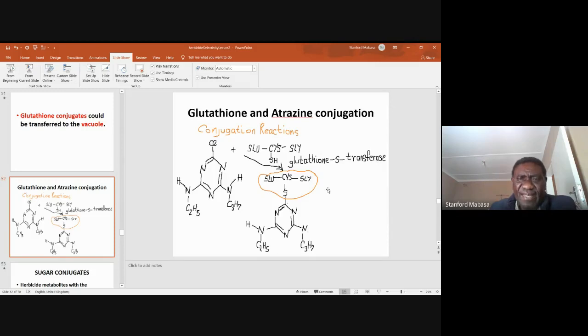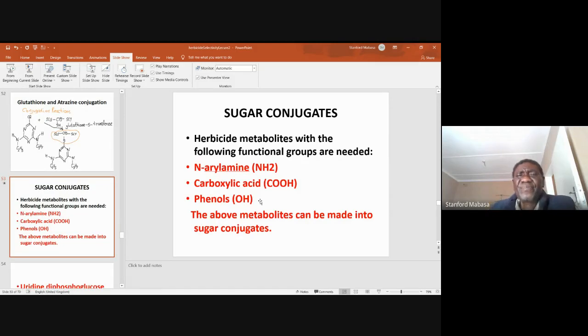So once this has happened in maize, and in maize leaves, this process is taking place at a very fast rate, the conjugation process of the atrazine being done by glutathione. That's why atrazine doesn't kill maize. We have talked about glutathione, how it can cause selectivity.